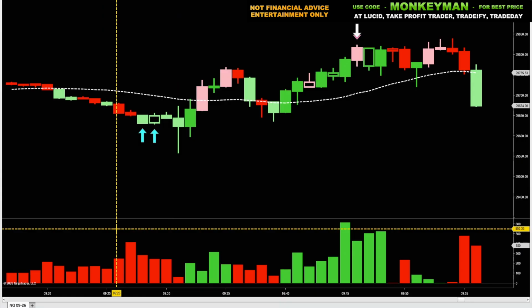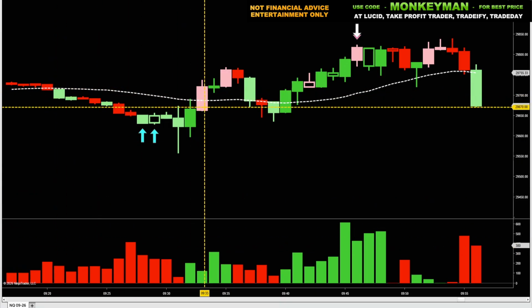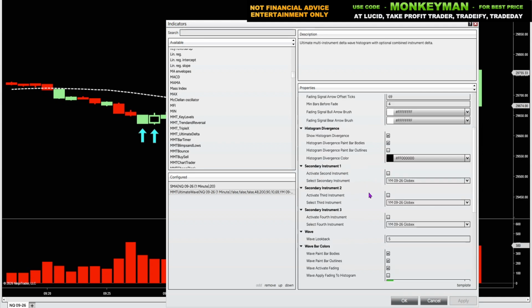The only thing on this 1-minute NQ chart is the MMT Ultimate Wave and a 20-period SMA, nothing else. So for the divergence signals, I've changed the divergence look-back period to 200. Overbought is 90. Oversold is 10. For the fading signals, I've bumped up the minimum bars before fade to 4. Everything else is default settings. I'm not using any of the secondary instruments. This is just measuring a custom cumulative delta wave on the NQ. The wave look back is the default 5.